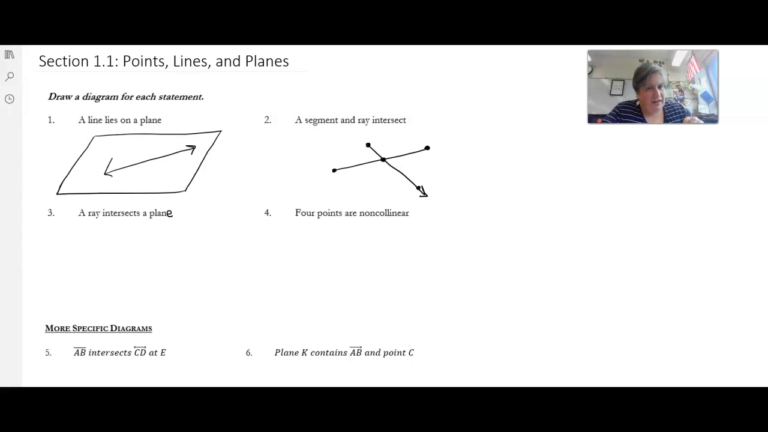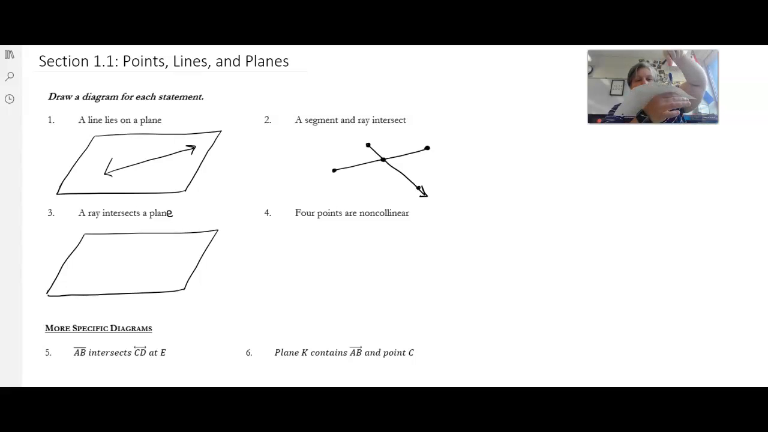Now making it look like that on a two-dimensional drawing can be tricky. So what we do is we start by drawing our plane. And what happened is it came from above and it shot through it at a point. So I'm going to come from above. I'm going to hit through it at one point.